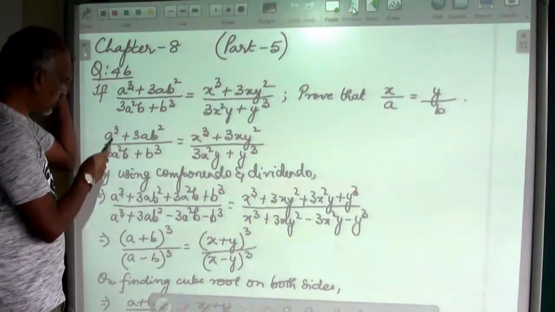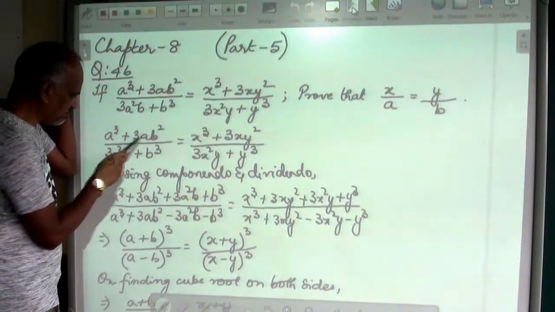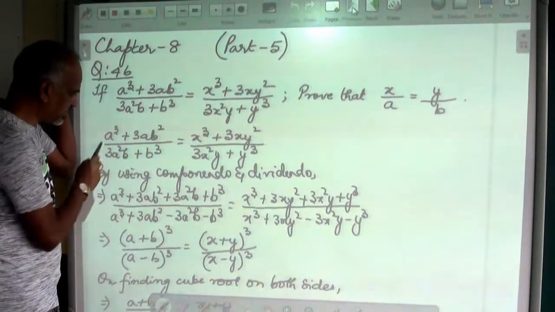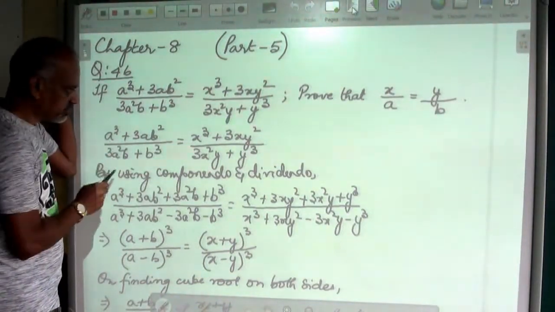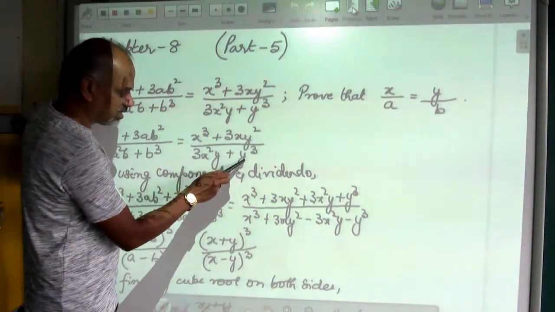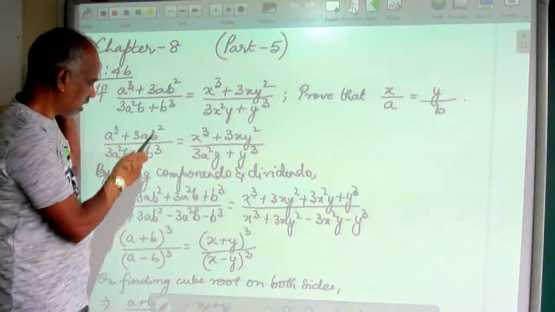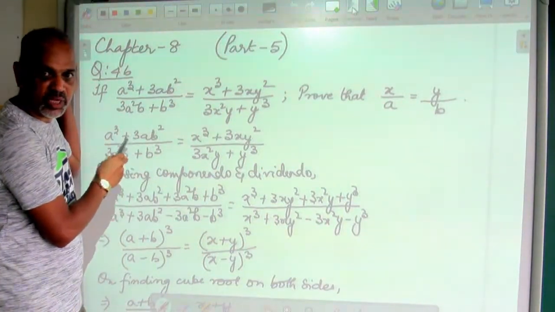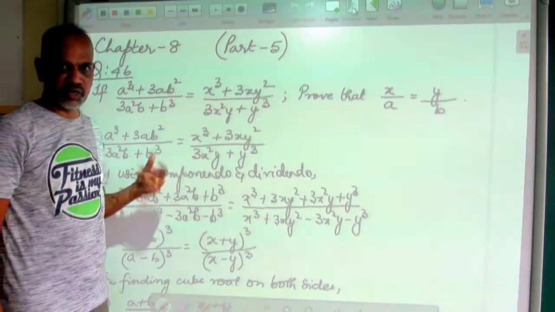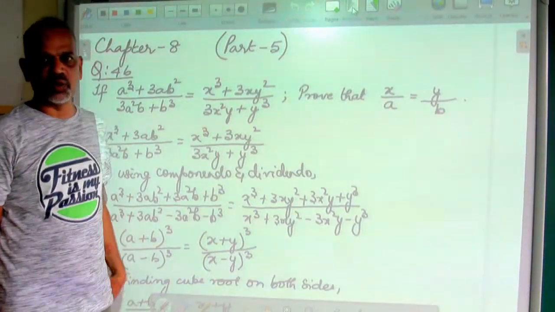Then, if you look at this, on the left hand side, this has an a term, this has a and b term, this has a and b term, and this has a b term. So all these terms which are here contain only a and b. And on the right side, this has x and y, this has x and y, and this has y. Which means on the right hand side, everything is with respect to x and y. And this side, it's with respect to a and b. So, no need to use alternando or invertendo.